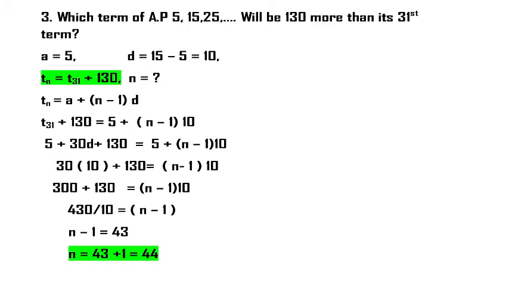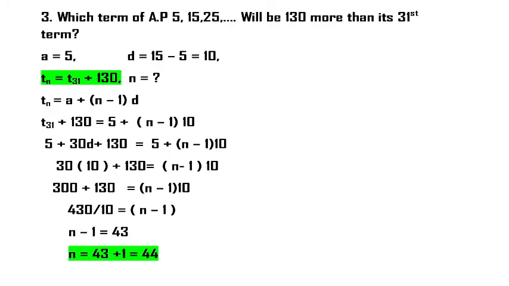So list out what is given. The value of A is 5, the value of D is 15 minus 5, that is 10. The Tn value is T31 plus 130, that is the meaning of 130 more than its 31st term. You can solve this problem in 2 steps, or you can directly consider only 1 step. I have solved it in a single step.